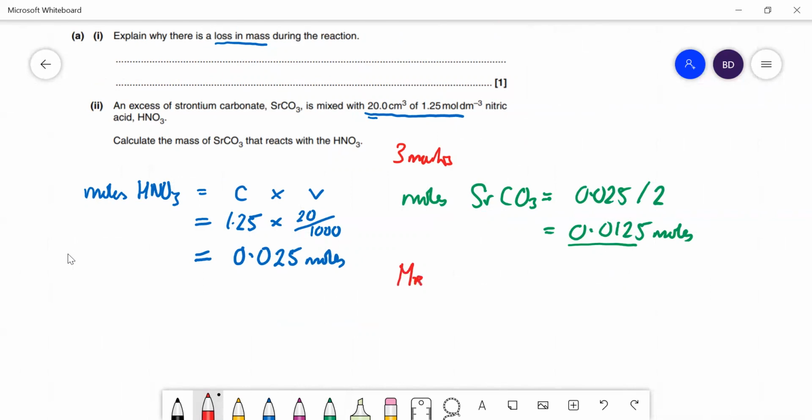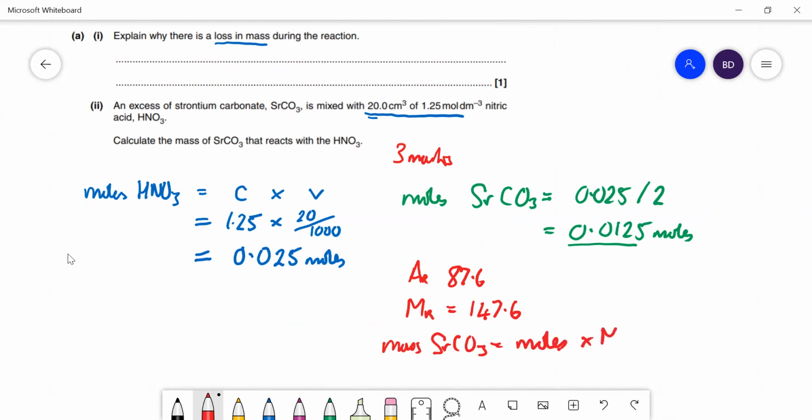Strontium is not one that you sort of remember. The AR of strontium is 87.6. So the MR of strontium carbonate then is going to be equal to 147.6. Okay, so the mass of strontium carbonate is equal to the moles multiplied by the MR, which is 0.0125 multiplied by 147.6. And that gives us 1.845 grams.